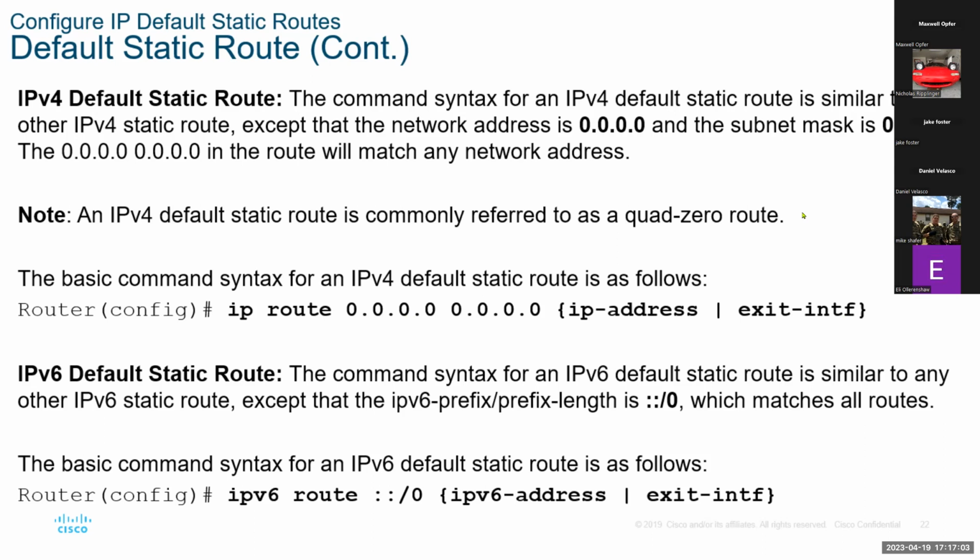IPv6 default static route. The command syntax for an IPv6 static route is similar to any other IPv6 static route, except that the IPv6 prefix and prefix length is ::/0, which matches all routes. The basic command syntax for an IPv6 default static route is as follows: ipv6 route ::/0, and then you have the IPv6 address or exit interface.